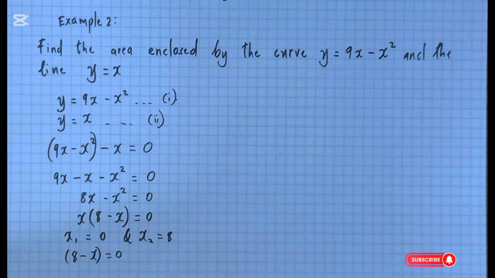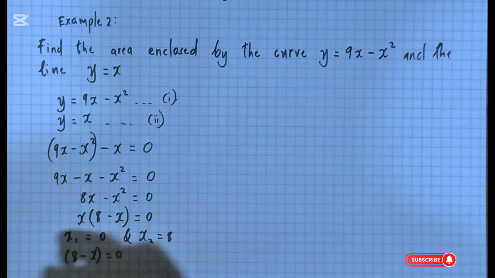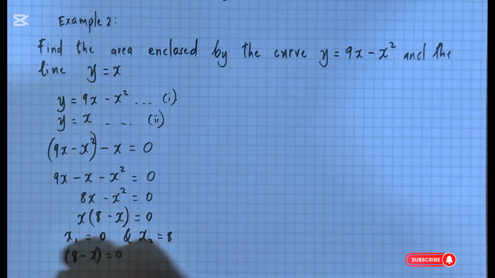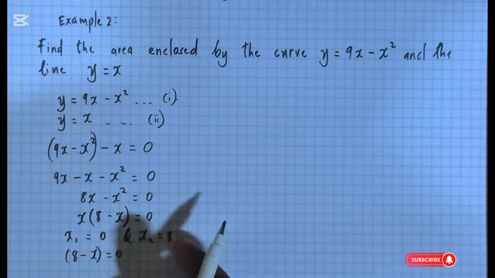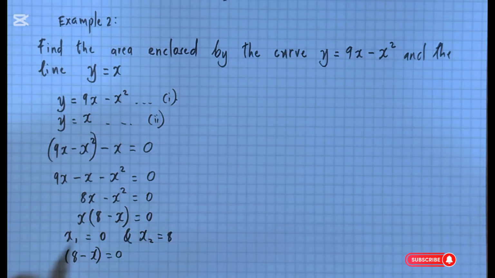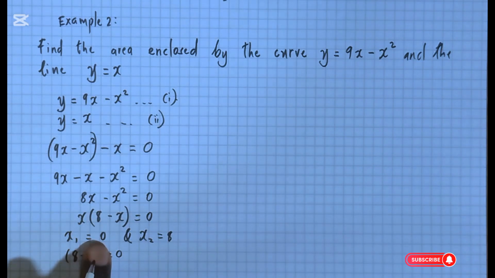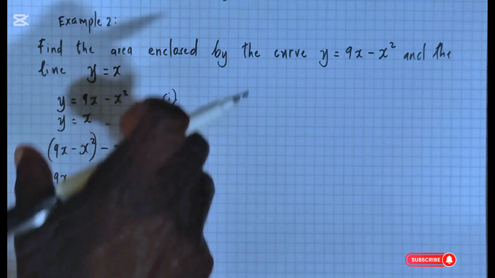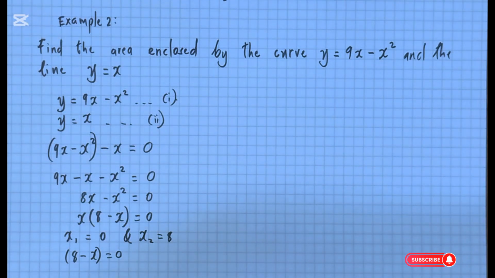So those are going to be our limits, described by 0 and 8. 0 is going to be our lower limit, and 8 is going to be our upper limit for this problem. So that's the first thing: finding our limits, which we now have, our upper limit and our lower limit.